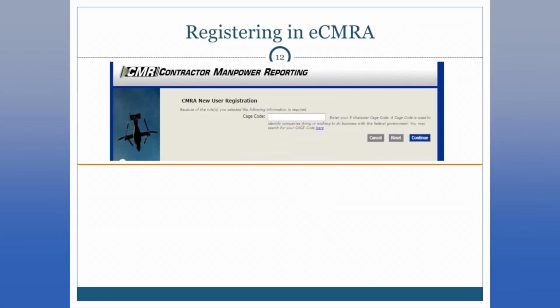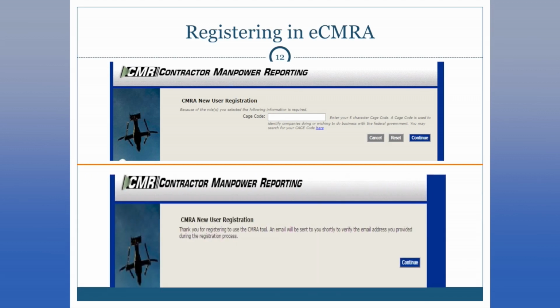You'll have to put in your cage code. There's a little link that says click here. Sometimes that link does not work. So if you don't know your cage code off the top of your head, and you can't find it by clicking here because it won't take you to a site that is functioning, then you'll just have to go back to your SAM account, System for Award Management, or ask someone in your company who knows your cage code, but you will have to put that in. And then you will receive a notification letting you know that an email will be sent to you and you can continue the registration process.